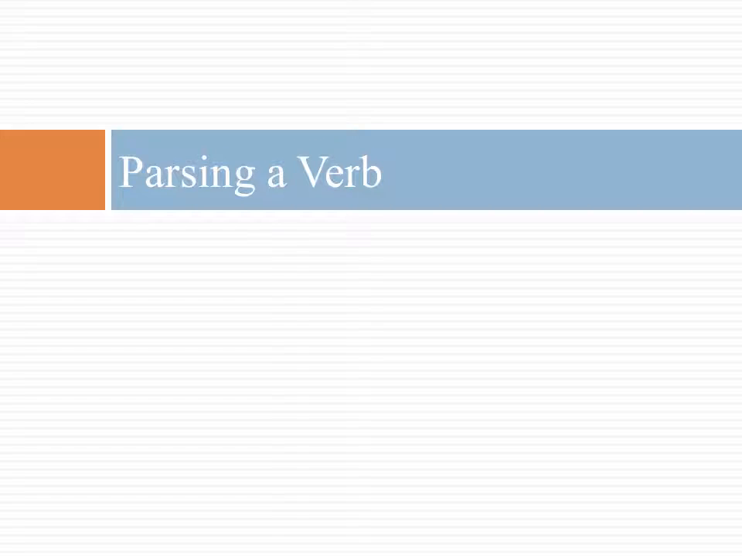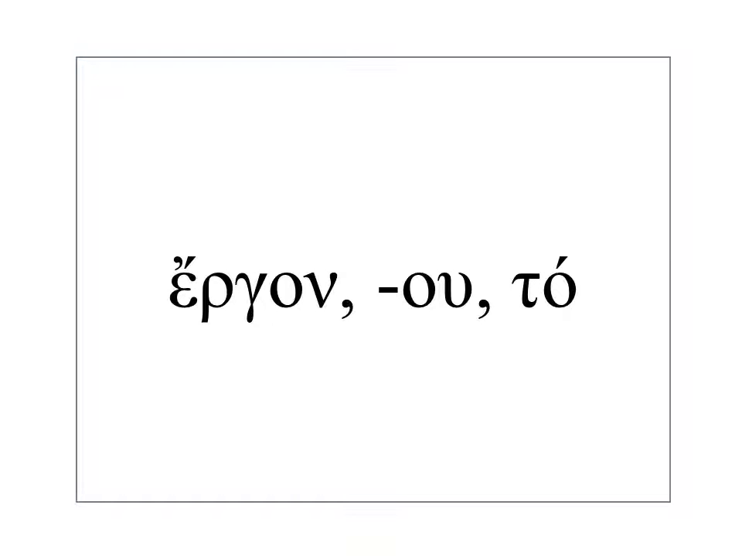Parsing a verb. Now, before we even begin the idea of parsing a verb, we have to be able to read our vocabulary to understand the information that is in it. So let's look at a very simple one that we've looked at before, ergon. We looked at this as a second declension neuter, remember? And this is the information that you're going to have in your lexicon and in your vocabulary.